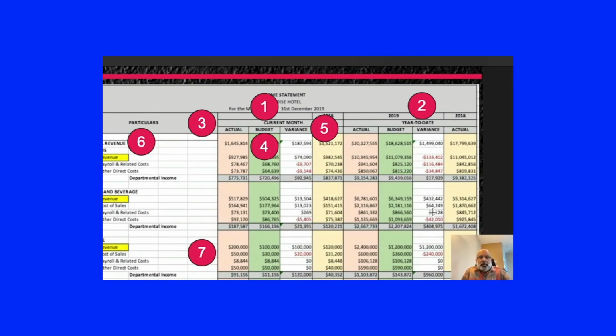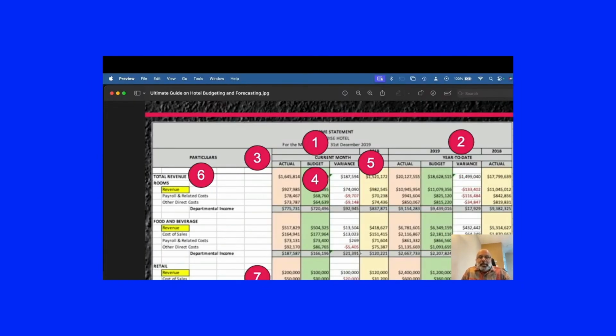Number 3 on the ultimate guide on hotel budgeting and forecasting is the actuals that we talked about for a period based on the profit and loss statement. Now, actuals, as we saw earlier, have both a current month version as well as a year to date version, not to mention a previous year version. So number 3 is all about actuals.